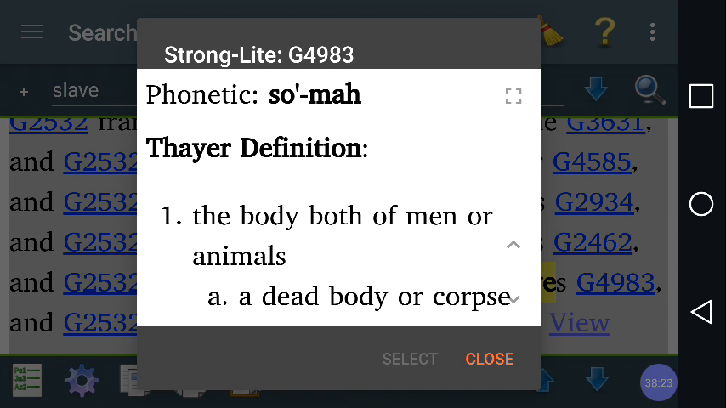And where soma is found in the so-called original text from which the KJV, the King James Version, was translated, elsewhere it's translated as body and bodies. So you say, wait. In all these verses you translate the word soma as bodies, but here you translate it as slaves. What is going on? It's a deception. It's a lie.